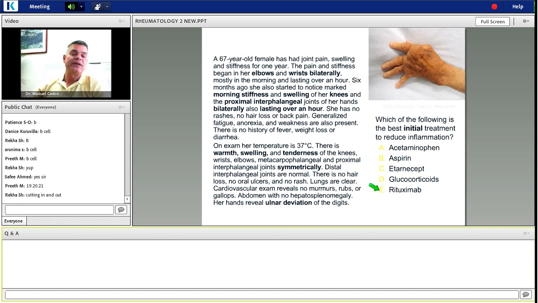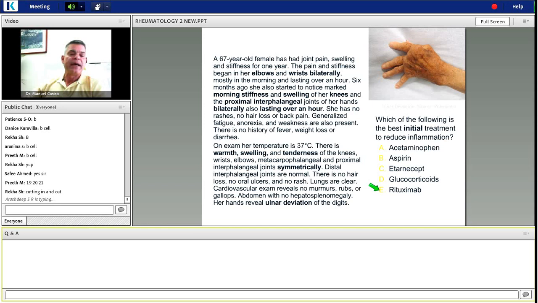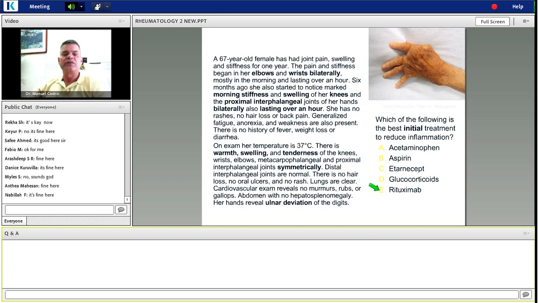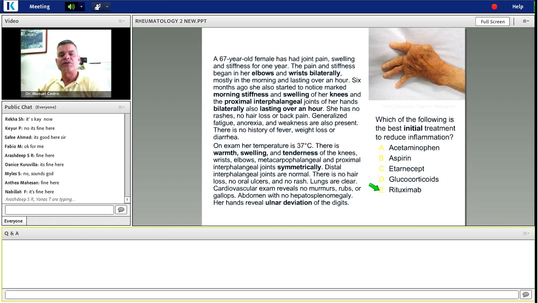So now, am I cutting in and out, or is it you, Rika? I'm good? Okay, good. So Rika, it must be your internet connection. Make sure that you are connected directly to the internet and not on wireless. Okay, so the answer here is glucocorticoid. So let's continue a little bit more.